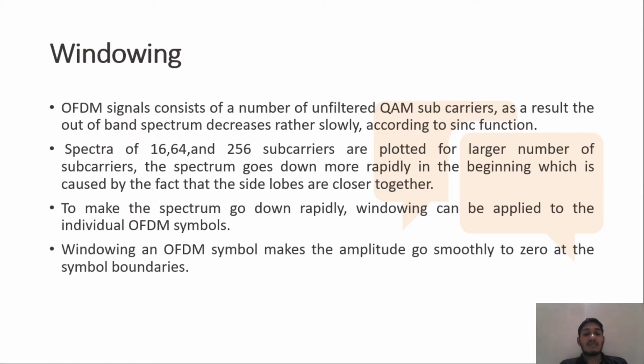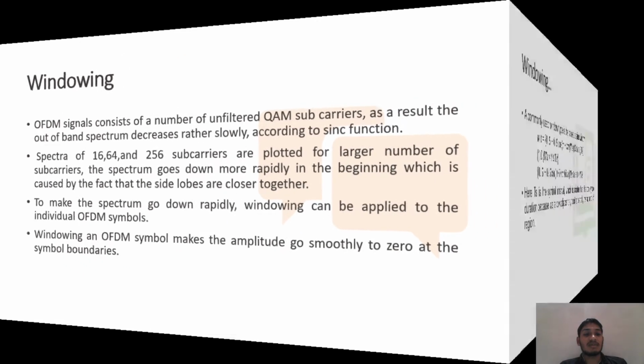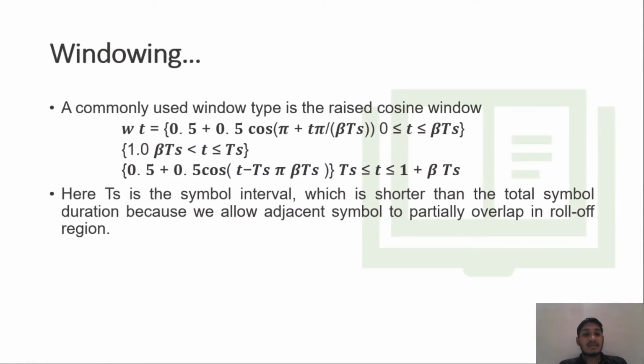Windowing an OFDM symbol makes the amplitude go smoothly to zero at the symbol boundaries. This is the equation of windowing, where w(t) equals 0.5 plus 0.5 cos(π + tπ/βTs), where t belongs to 0 to βTs. Here t belongs to βTs to Ts. So putting the value into the first equation, we get 0.5 plus 0.5 cos((t − Ts)π/βTs), where t belongs to Ts to (1+β)Ts.